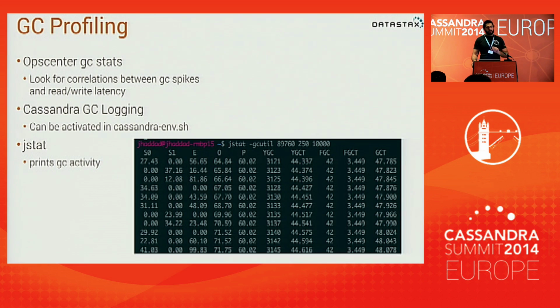And you can see if a ton of data is bouncing back and forth between survivor spaces, or if your old gen is filling up really quickly, then you definitely want to do some GC tuning. There are a couple of flags in here: young gen count, young gen count time, and full gen count time. You can see how much time was actually spent at each interval doing garbage collection. So it's a really useful tool, and it can help you determine if the tweaks that you're making are having the effect that you're looking for.